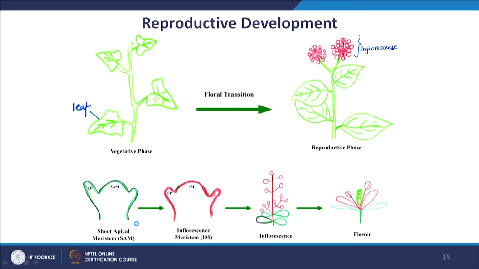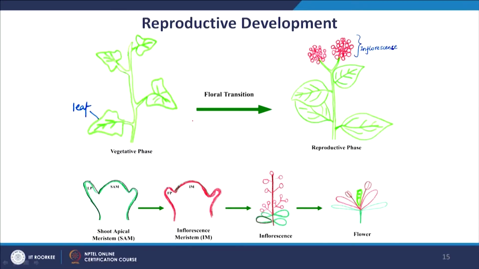Once vegetative development is completed, a major transition occurs in the life cycle of an angiosperm plant, and the transition is from the vegetative phase to the reproductive phase. A lot of internal and external factors regulate this process, but once the decision is taken, the plant starts making the reproductive organs, which are basically flowers, and flowers are typically arranged in the form of an inflorescence.